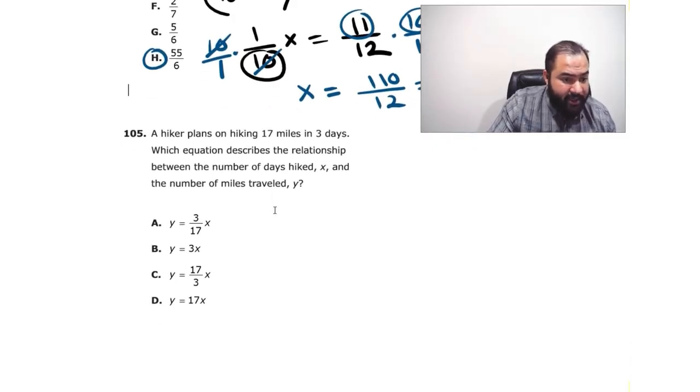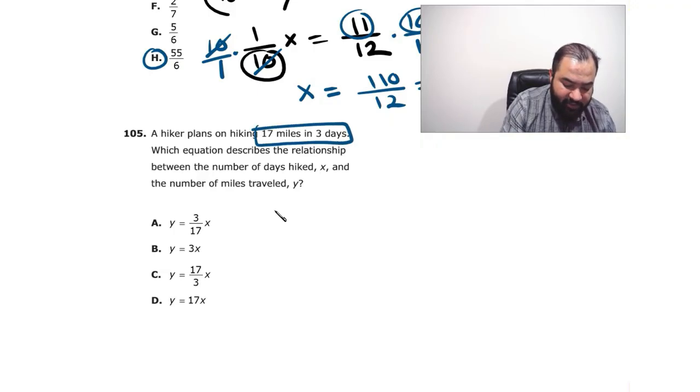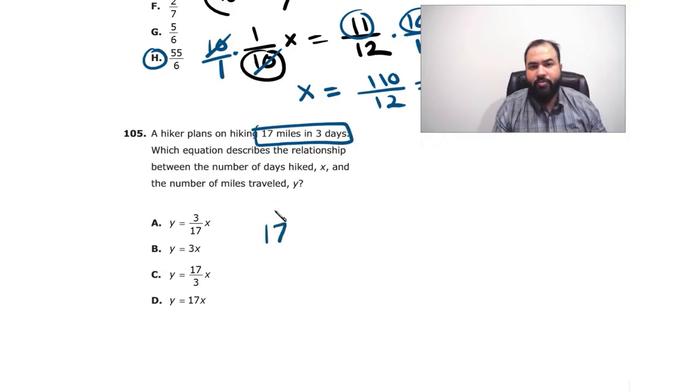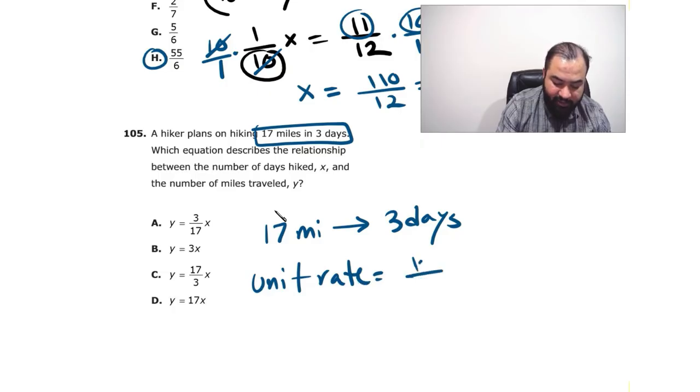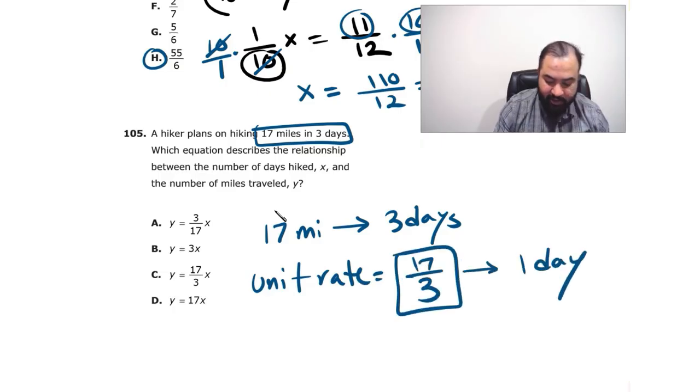So here's another algebraic equation. A hiker plans on hiking 17 miles in 3 days. When you're dealing with word problems, read one line and take some notes, like an outline. So 17 miles in 3 days. Write that down very quickly. The unit rate means per day, so we divide 17 by 3, which gives us 1 day, because for 17 miles in 3 days, for 1 day you divide by 3. That's called unit rate. Unit means 1.